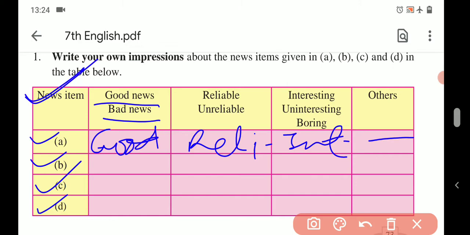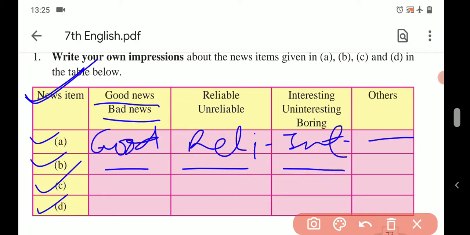If we think of news item B, that is Ritika takes a break from acting. So those who are her fans, they will say bad news, and those who are not, they may say good news. Reliable or unreliable? So as it is mentioned in the news item only, the sources close to her reveal that now she wants to make a career in politics, but she didn't herself tell this. So this news can be reliable or unreliable also.